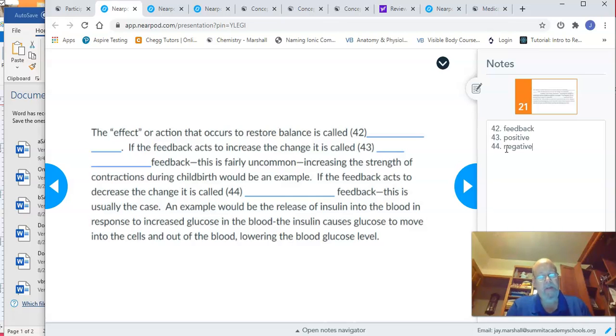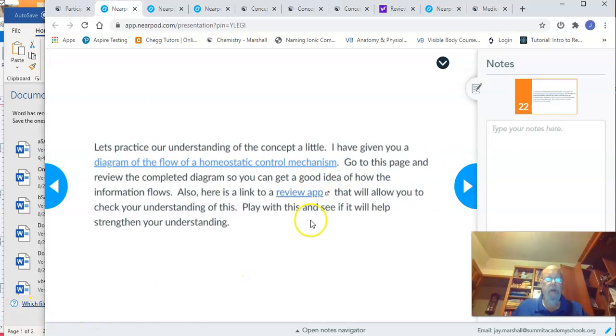An example would be the release of insulin into the blood in response to increased glucose in the blood. So when I eat a meal, I get increased glucose in my blood, and I need to do something with that glucose. So insulin is released, and it causes glucose to move into the cells out of the blood, lowering the blood glucose back to normal, and at the same time accomplishing the process of getting that glucose into my cells. Okay, so that's a negative feedback, and you need to be able to give me that example. So go ahead and go to the next slide.